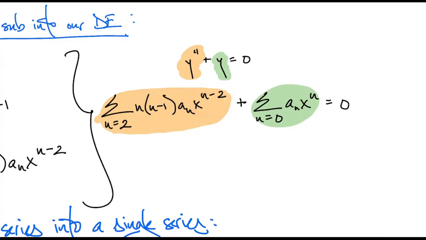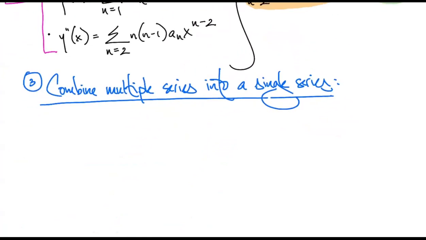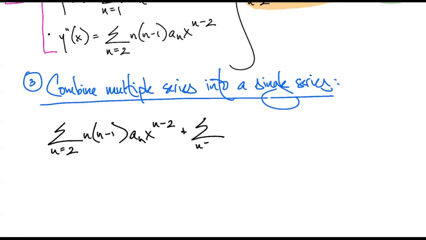So what I'm going to do is write this solution again down below, and annotate where the problem spots are so we know what we're trying to achieve. So if we have our sum from n equals 2 of n minus 1, a sub n x to the n minus 2, plus our second series.